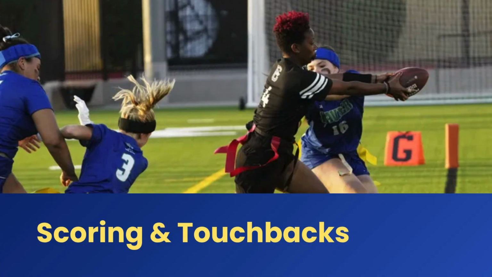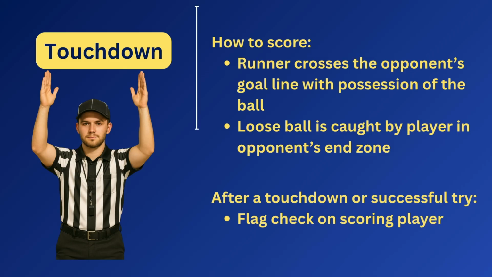Let's move on to scoring and touchbacks. Scoring. So we do have touchdowns, obviously. That is when the runner crosses the opponent's goal line with possession of the ball, or a loose ball is caught by a player in the opponent's end zone.